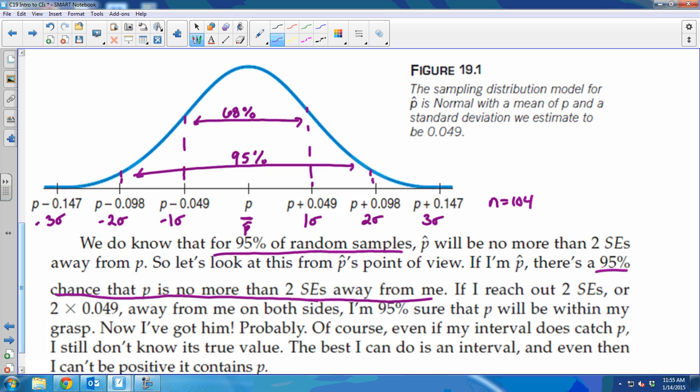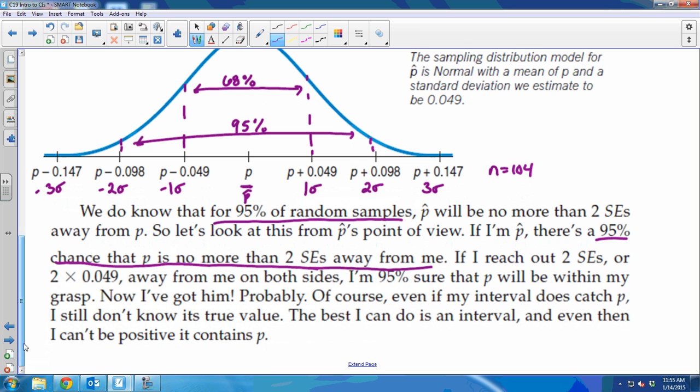Okay? So if I reach out on both sides of p hat, where p hat was 0.519, if you go 2 standard errors to both sides, then you're 95% sure that p will be within there. So you can have an estimate. You now have this interval where you think p might exist. Okay?